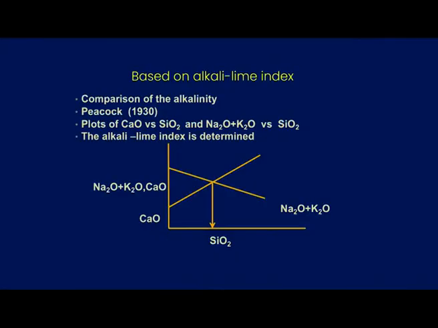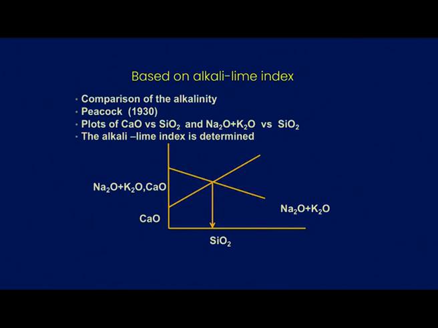Alkali lime index is used for the classification of igneous rocks. This is based on the alkalinity of rock. This was devised by Peacock in 1930. Plots of CaO versus SiO2 and Na2O plus K2O versus SiO2 are used in this classification. The alkali lime index is determined in this manner. Here, the CaO value is plotted against SiO2 value, then Na2O plus K2O value together will be plotted against SiO2 value.